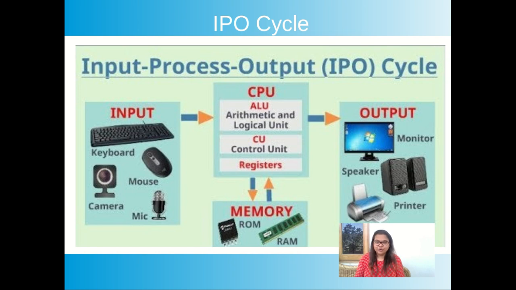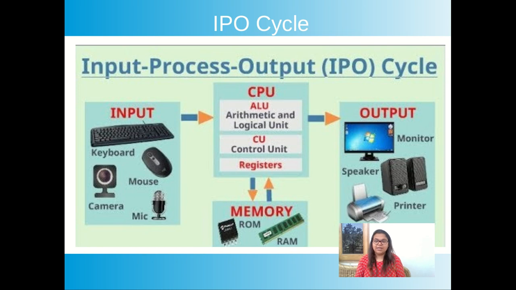First is the control unit. Second is the arithmetic and logical unit, that is the ALU. And the last one is the memory unit. Once the data has been processed in the processing unit, the processed data, that is your output, is displayed using the third unit, that is the output unit.